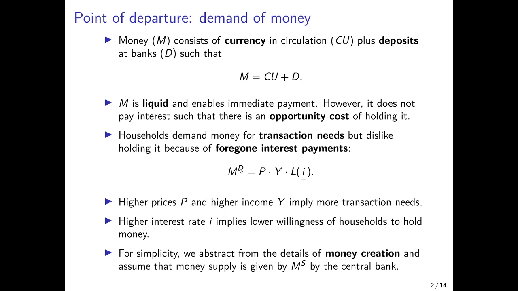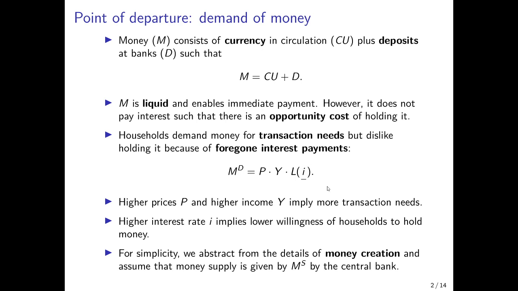So one can write down the money demand of households as a function of the price level. Of course, if prices are higher, ceteris paribus, you need more money to pay. Then it's a positive function of income, which is again immediately clear, because if you have more income, you tend to buy more goods and therefore have more demand for liquidity.